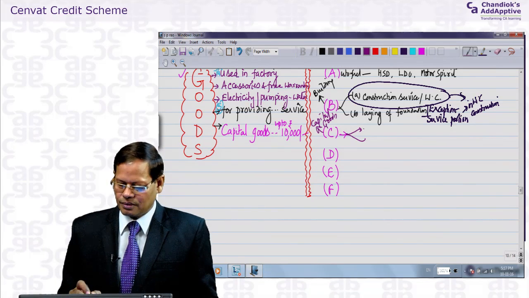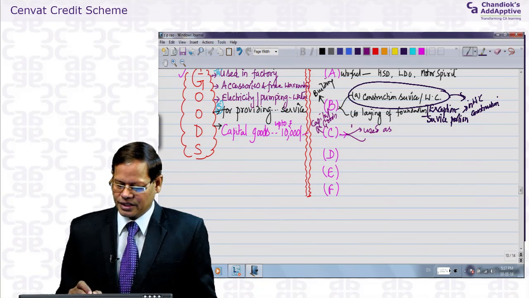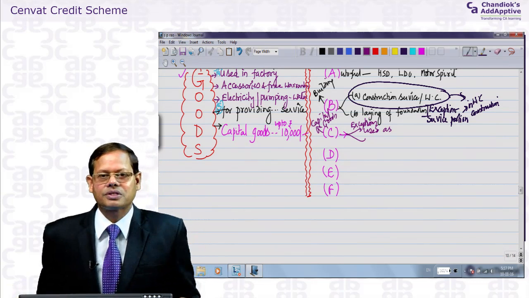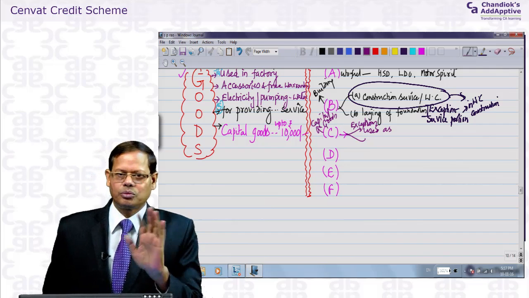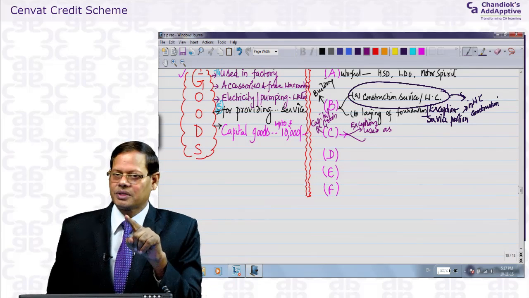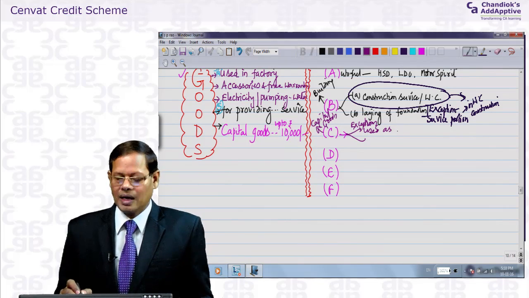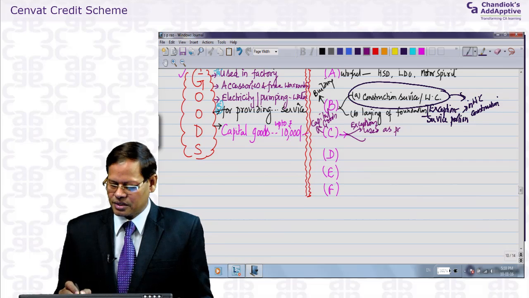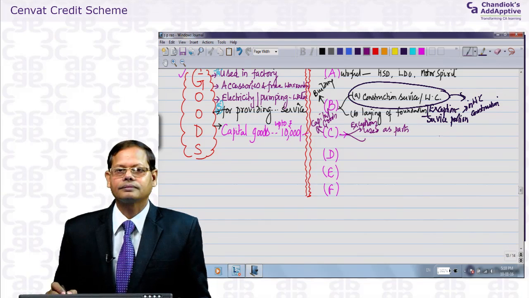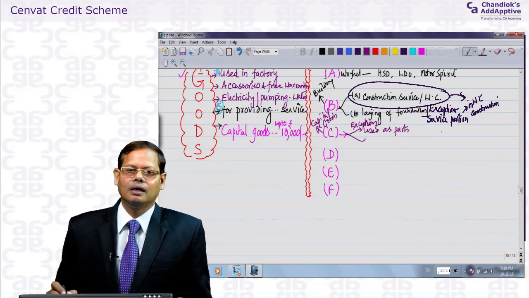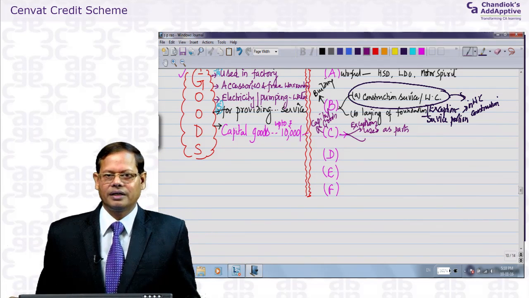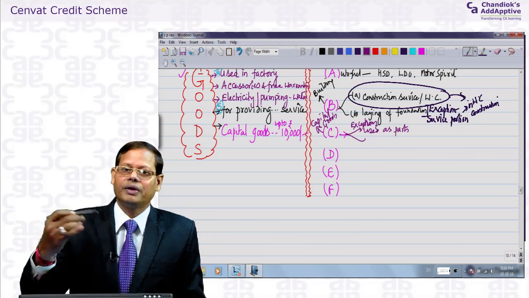Capital goods used as inputs. I am talking about exceptions where capital goods can be inputs. Yes, capital goods can be inputs. Capital goods are generally not inputs, but in exception capital goods are inputs. What are the situations? Number one, when capital goods are used as parts of the final product, or when they are cleared with the final product.